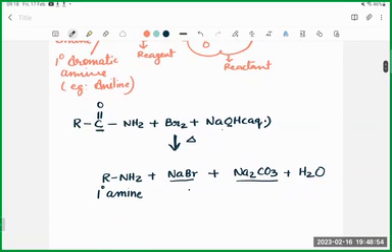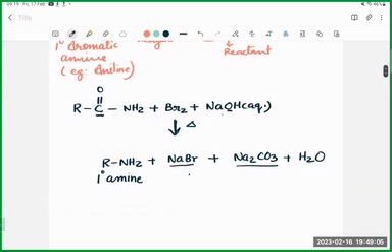Okay. So now we need to think, if we have to prepare methenamine, then we have to take acetamide. If we have to prepare aniline, then we have to take benzamide, such compounds. We'll do the reaction. Okay, no worry.